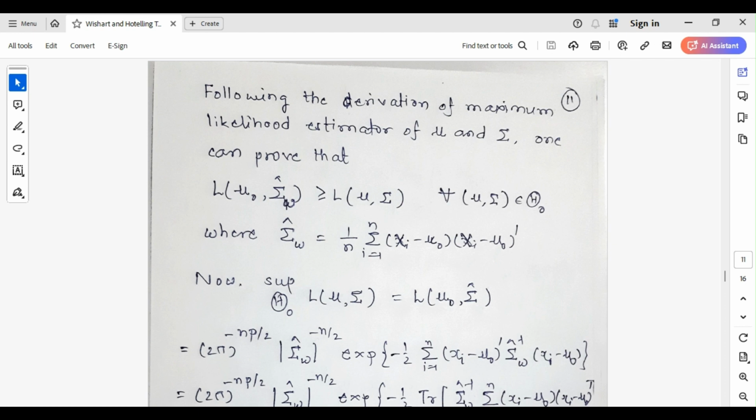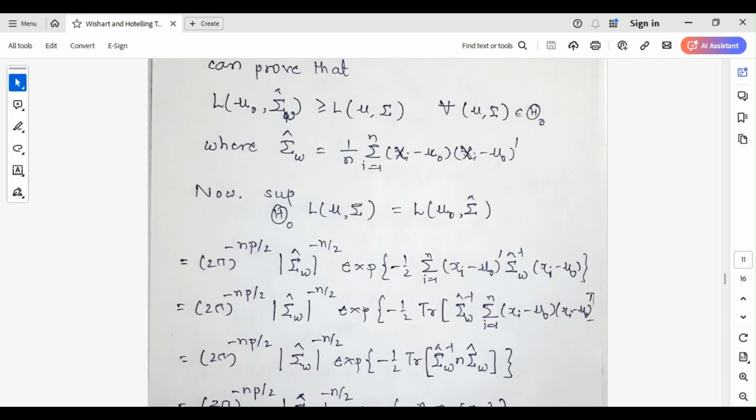So the likelihood function at mu naught and sigma hat W is greater than or equal to the likelihood function at mu, sigma for all mu and sigma in the parameter space specified by the null hypothesis. This left hand side is nothing but the supremum of the likelihood function over the parameter space specified by the null hypothesis. So this is what we have written here. Now let us try to simplify this. This should be W, I am sorry. Please make this correction. This should be L of mu naught, sigma hat W.